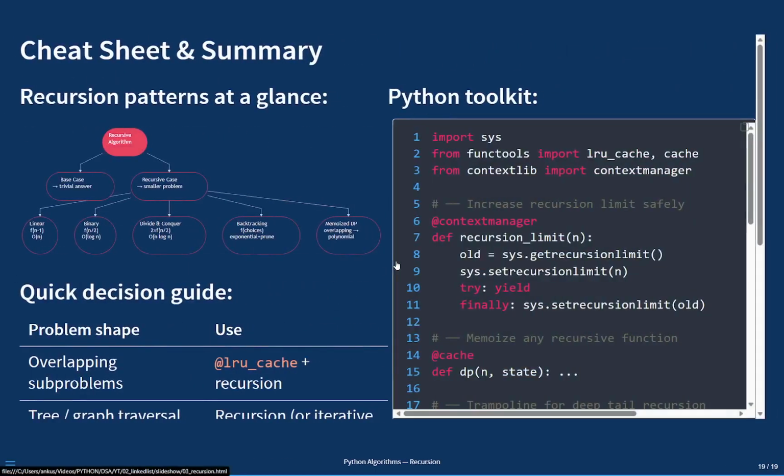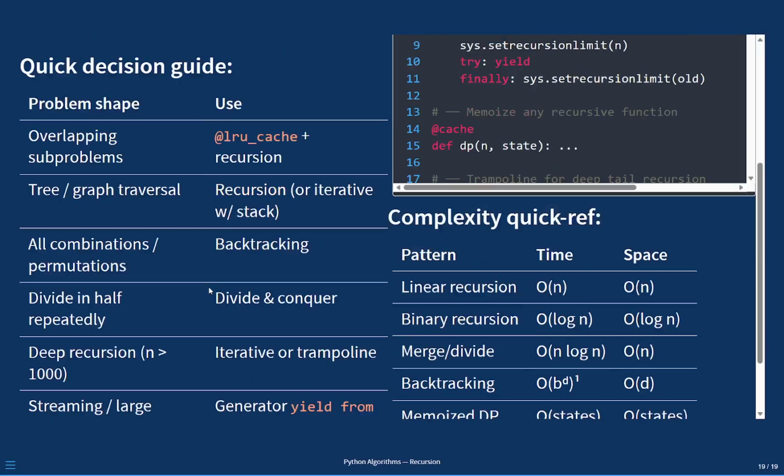The recursion pattern taxonomy brings everything together. Every recursive algorithm starts with a base case, the trivial answer, and a recursive case, the problem reduced. The recursive case branches into 5 shapes: linear reduction, n to n-1, in O(n) depth; binary reduction, n to n/2, in O(log n) depth; divide and conquer, splitting into 2 halves, in O(n log n) total; backtracking, exploring choices with pruning, and exponential at worst; and memoized DP, where overlapping subproblems are cached for polynomial total.